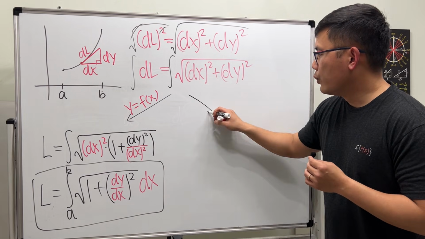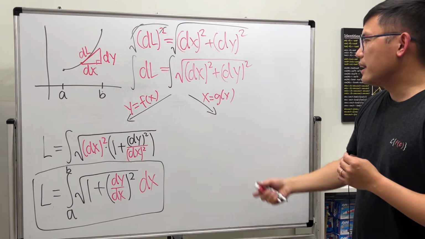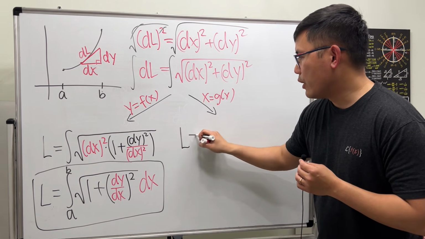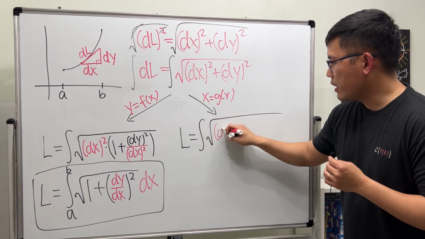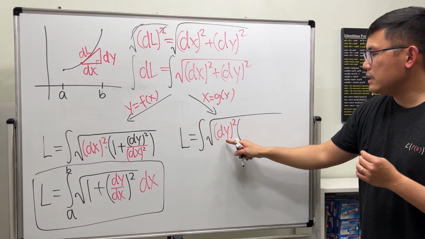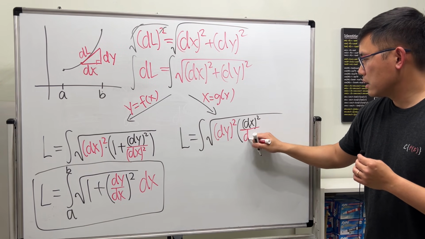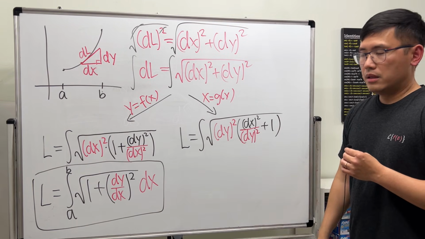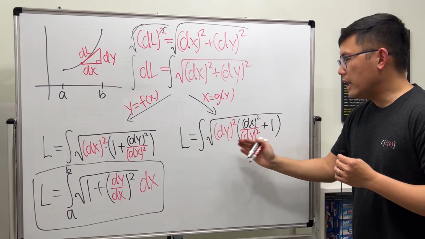Now, what if we have x as a function of y? Well, in that case, I'm going to factor out the dy squared, and then the algebra is pretty much the same thing. So we have L equals the integral, and then we have the square root. I'm going to factor out the dy squared. And then here though, we will have dx squared divided by dy squared. Plus, this right here will be just a 1. Now, again, same thing, multiplication, so we can take the square root of this, and it will just be dy, and we put that at the end.